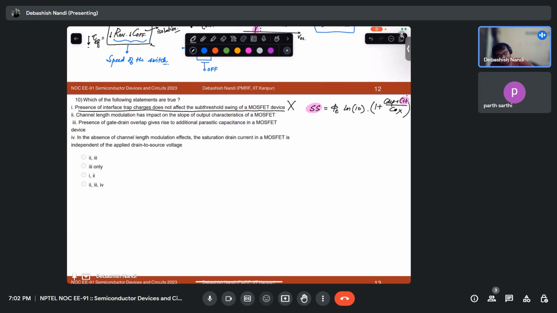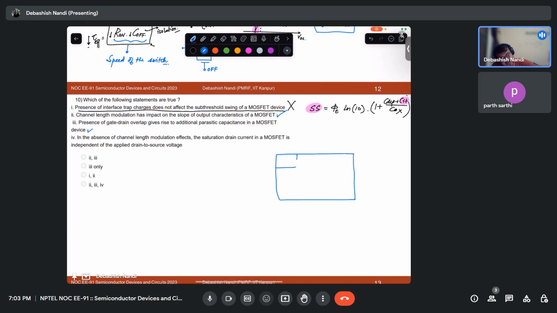Channel length modulation has impact on the slope of output characteristics of the MOSFET. This is true. Presence of gate drain overlap gives rise to additional parasitic capacitance in a MOSFET device. That is true. What does that mean?